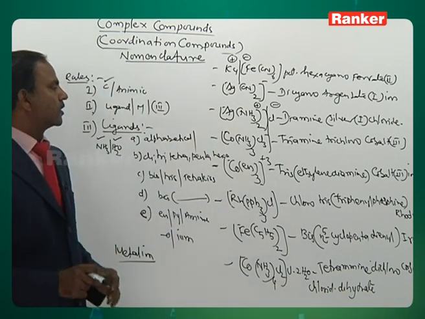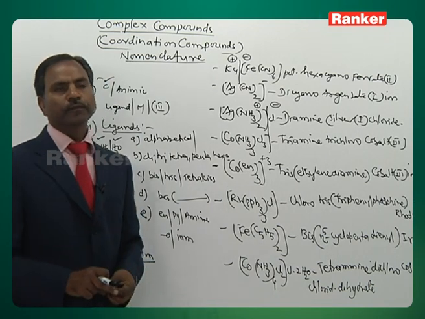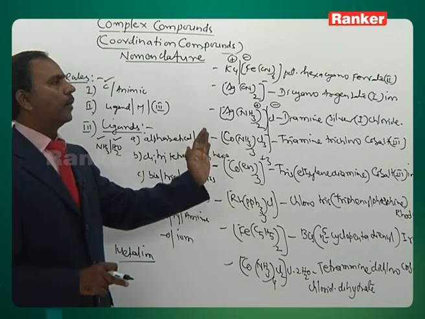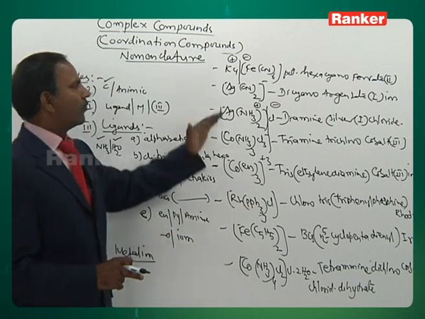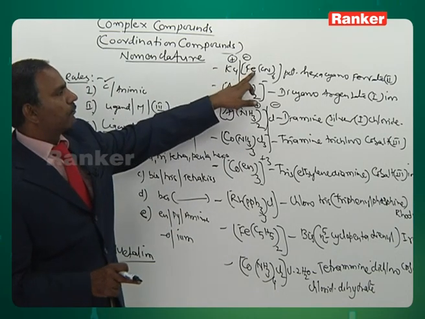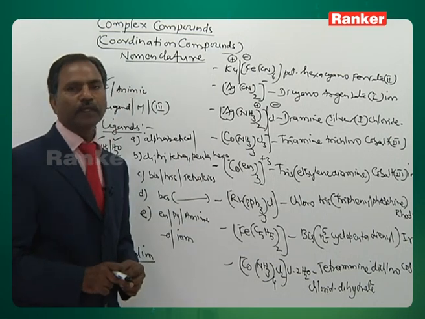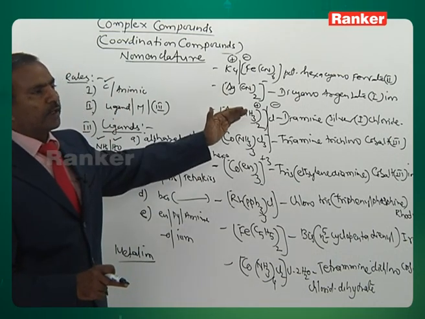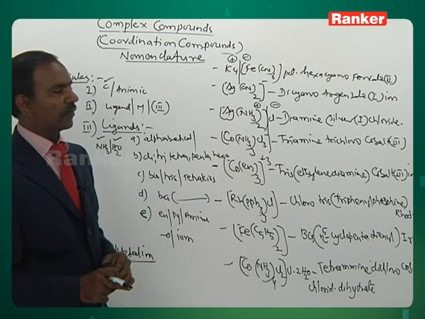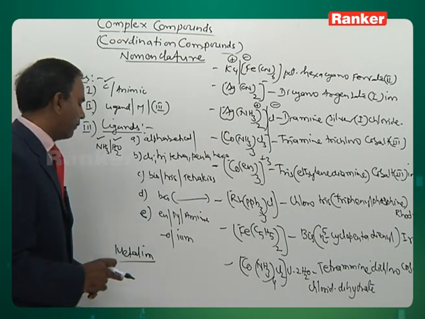Wherever the complex is cationic or neutral, the name of the metal ion need not change. But whenever the complex is anionic, then you have to change the name of the metal ion by giving the suffix ate: ferrate, argentate, nickelate, cobaltate, like this. This is the naming of the metal.